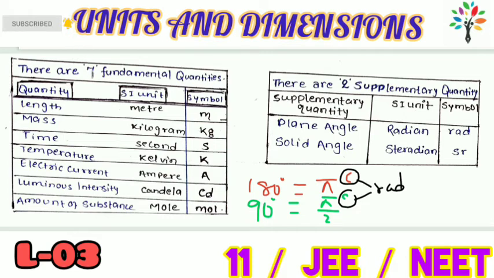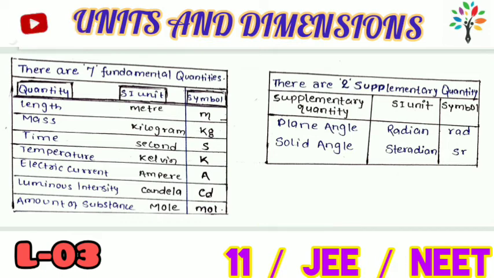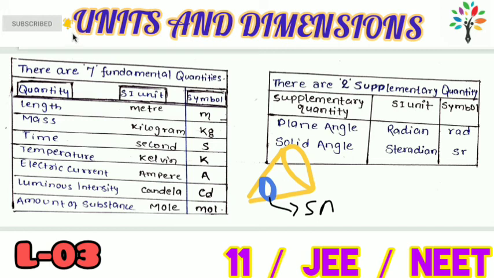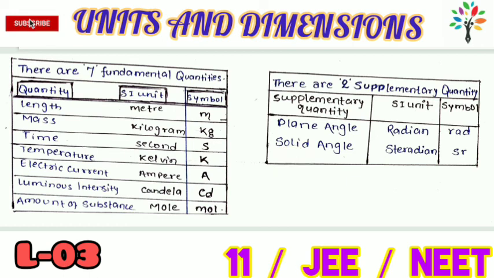The next quantity is solid angle. Suppose we have a cone. The angle formed in this cone is called solid angle, whose SI unit is steradian, expressed as sr. So that's all about fundamental quantities and the two supplementary quantities. That's all for the day.